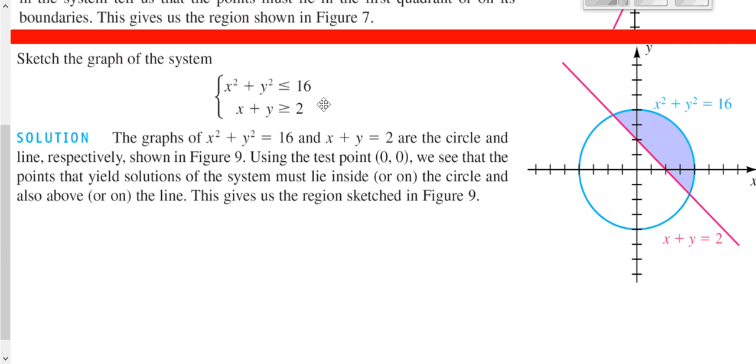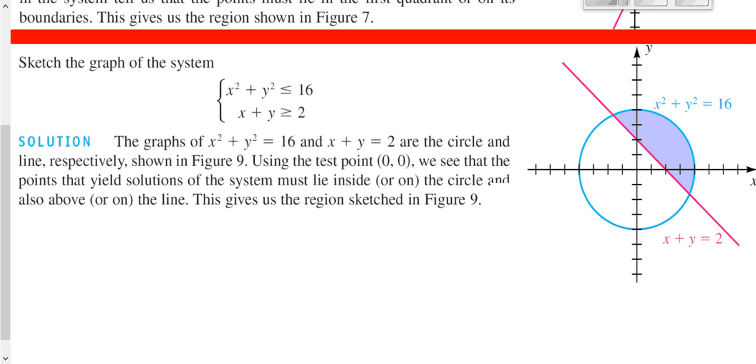When we look at this one here, we could get y on one side by itself by subtracting an x. So then we'd have a slope of -1 and a y-intercept of 2. We know it's solid because of the greater than or equal to. Y is greater than, so that means we're shading above the line, but for the top one we're shading inside the circle, so therefore it's only this shape right here.